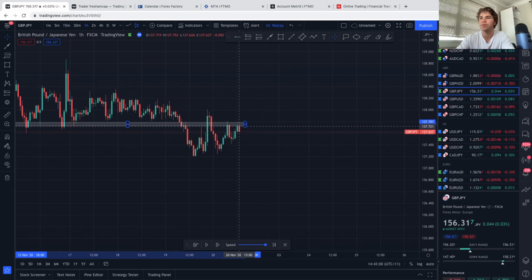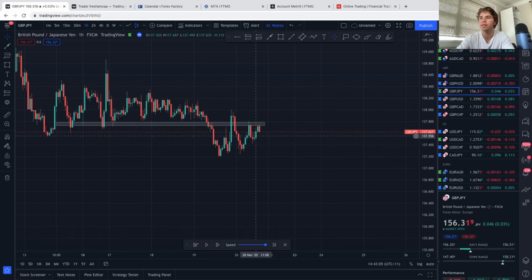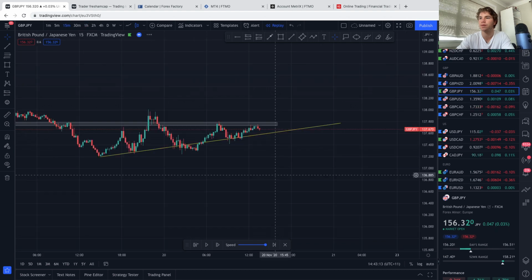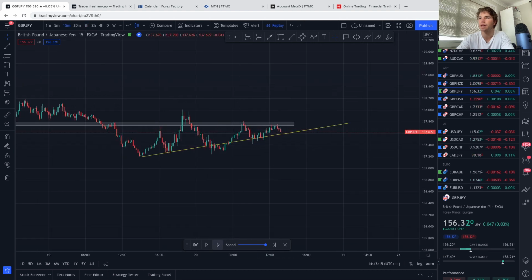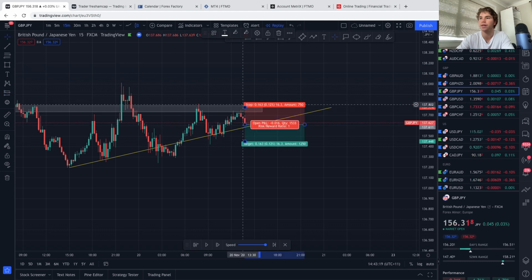We can see that we have formed a little double top again back to this key level. We failed to make new highs. It looks like if we can get a breakdown here. Let's flip to the 15-minute again. I just want to see a nice biggish candle. There we go. So I'm going to enter on here.